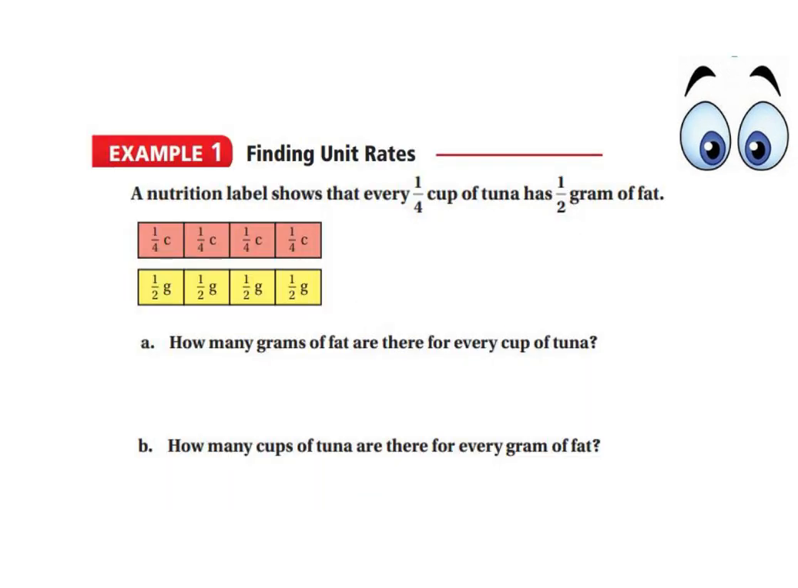A nutrition label shows that every 1/4 cup of tuna has 1/2 gram of fat. How many grams of fat are there for every cup of tuna? So for this one, we're going to set up our rate, and our rate is going to be grams per cup. So we have 1/2 of a gram per 1/4 of a cup. That is 1/2 divided by 1/4, and we can multiply by the reciprocal.